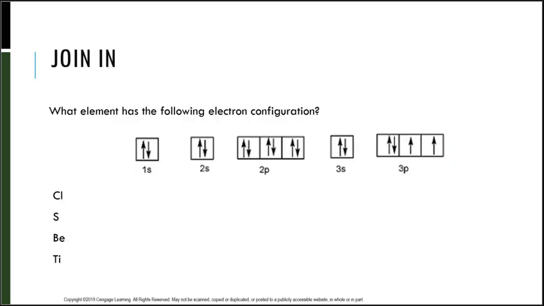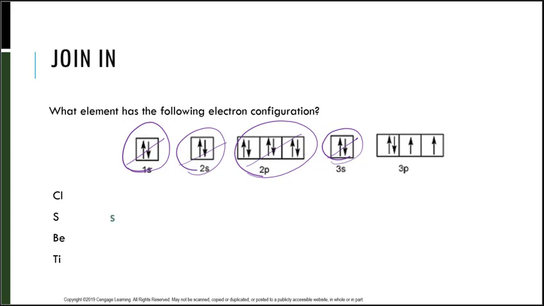What element has the following electron configuration? Well, if we look here, we've got 1s completely full, so that takes out row 1. 2s and 2p, that takes out row 2, so now we're onto the 3rd energy level. We have 3s covered, so that takes out the first 2, and then we jump over and we count 1, 2, 3, 4 electrons. That must be sulfur.